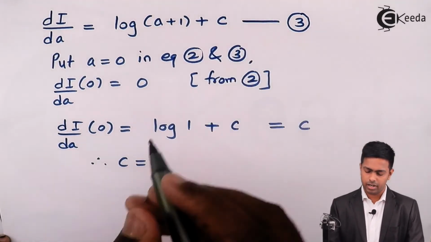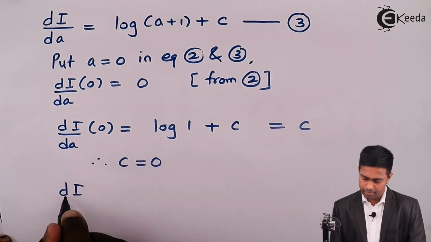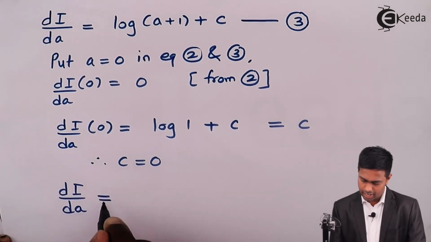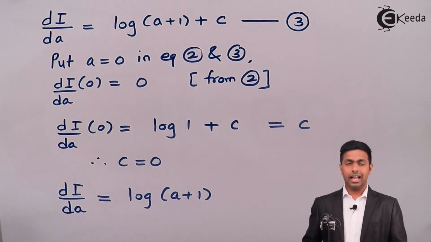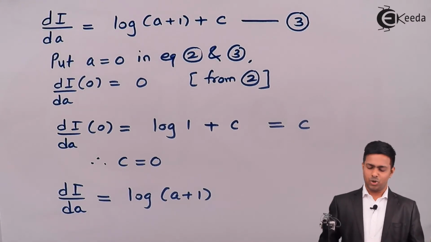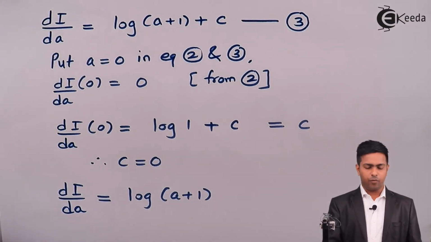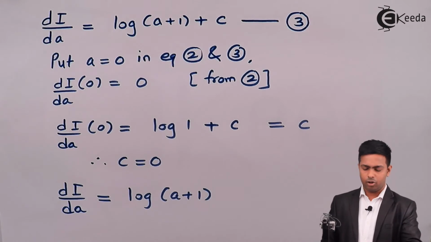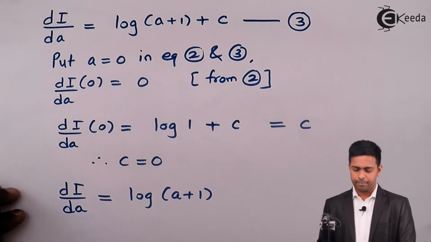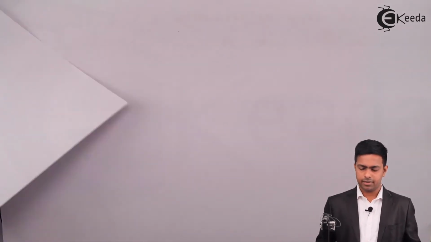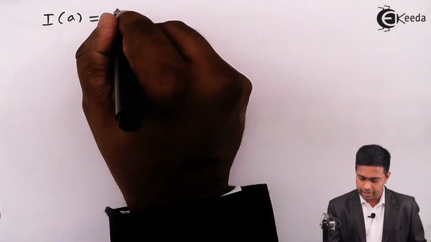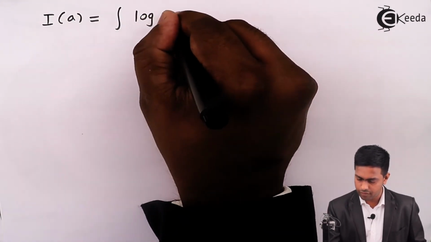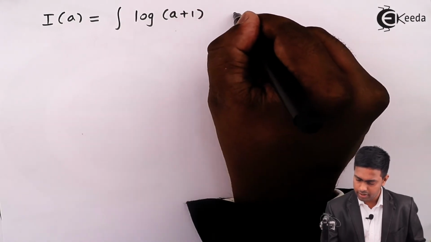I'll put it over here and we will get di by dA as log of a plus 1. And now we will move ahead to get the value of I of a, and for that I'll again integrate both sides with respect to a. So here we will get I of a equals to integration of log of a plus 1 dA.